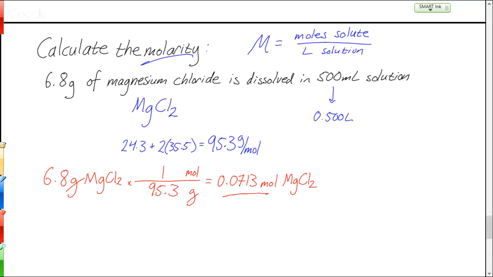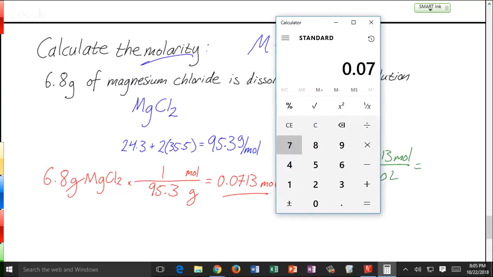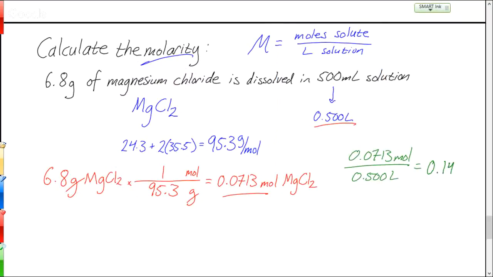Okay, so now we've got moles, we've got liters, we can calculate molarity. 0.0713 moles of solute divided by 0.5 liters of solution is 0.143 molar. Is that what you got? Pretty close? Something like it?